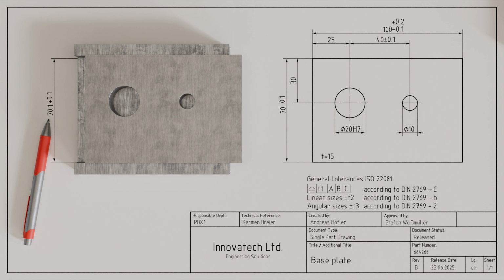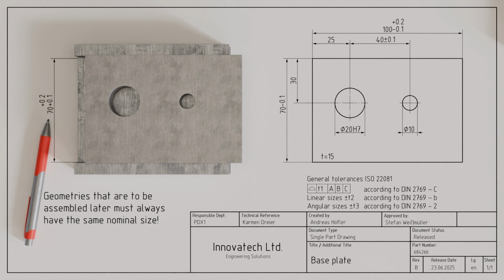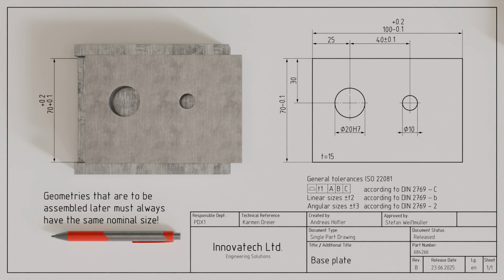In practice, however, this is not done, because geometries that are intended to be joined later, such as in our case, the width of the base plate and the width of the rail, are always assigned the same nominal size. This makes it easier to match components later on based on the dimensions provided in the drawings. This becomes especially important later when working with so-called isotolerances. So note, geometries that are to be joined later are always assigned the same nominal size.